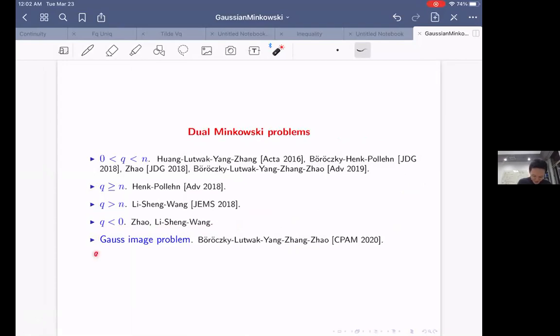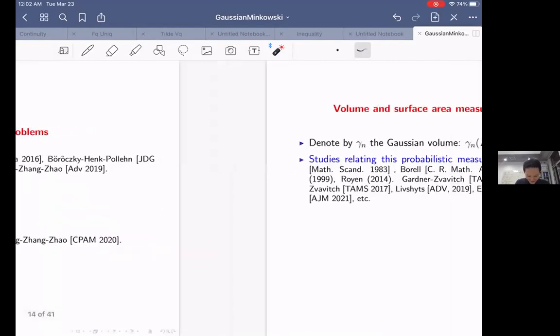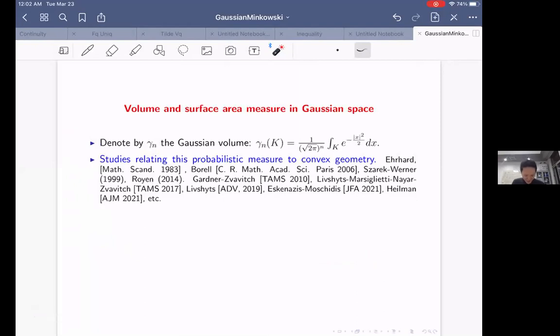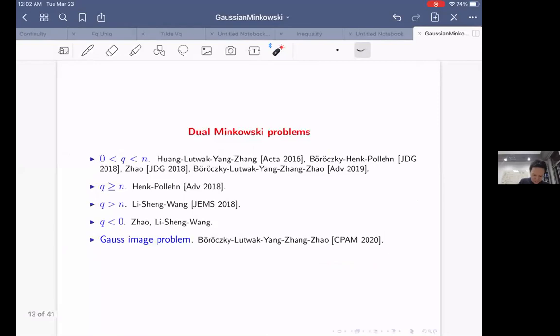The Gaussian image problem may not be contained in the dual Minkowski problem, but it has a close relationship with the extendable problem. I mean, the q is 0 case will be the extendable problem. So I put it here. So now we turn to introduce our problem.